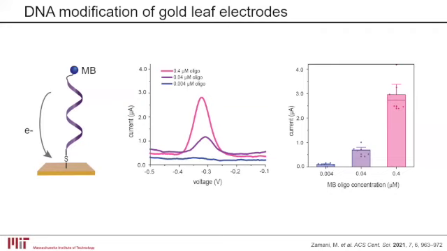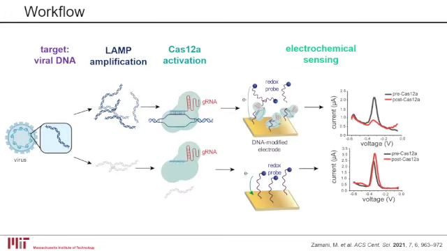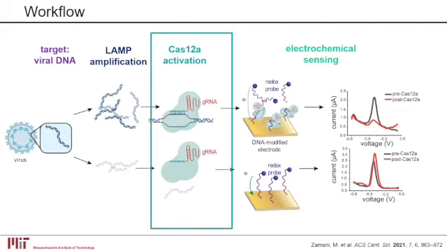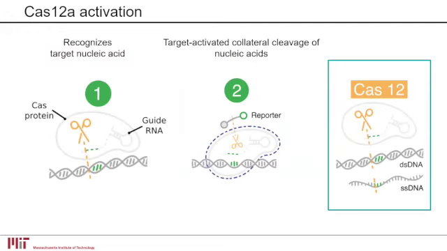And as you would expect, as you vary the concentration of oligo from 0.4 micromolars down to 0.004 micromolars, we see that signal decrease. And what that means is we can tune the amount of DNA on our electrode based on how much we have in solution to start. So we have DNA on our electrode. It gives us a signal, right? How do we turn that signal off?